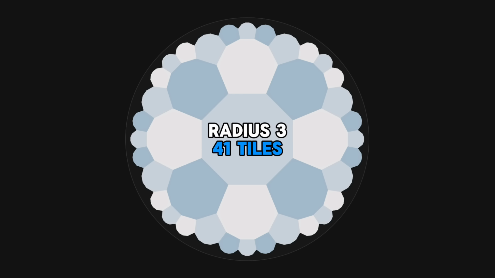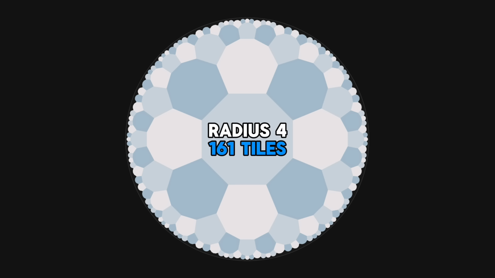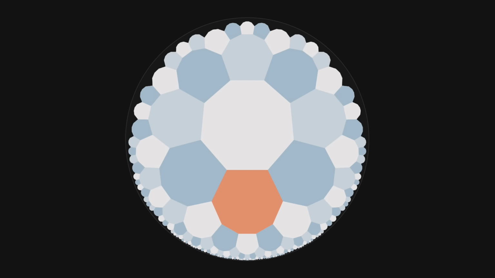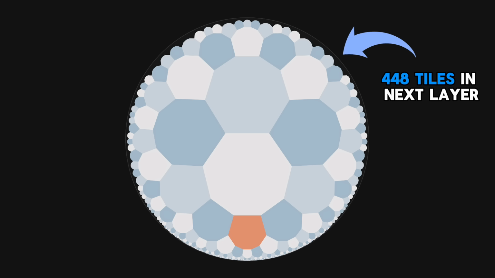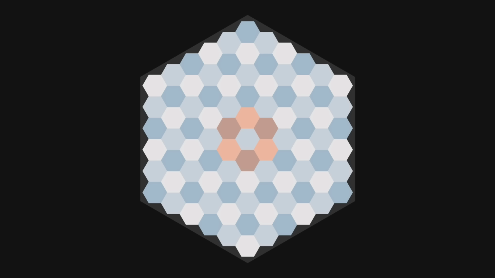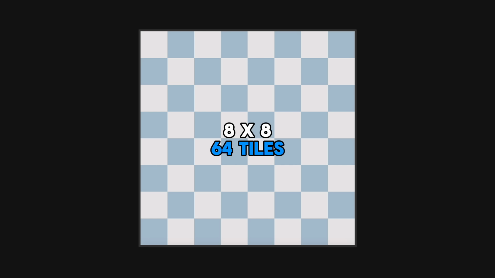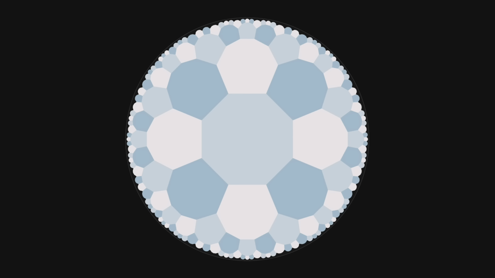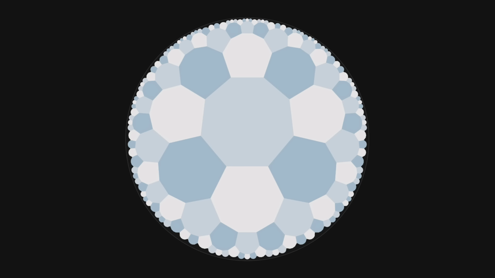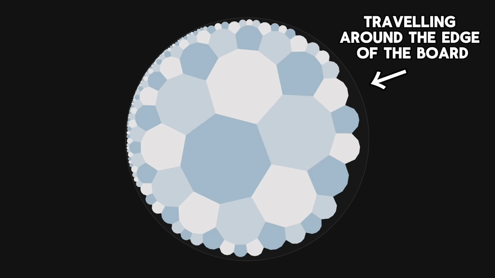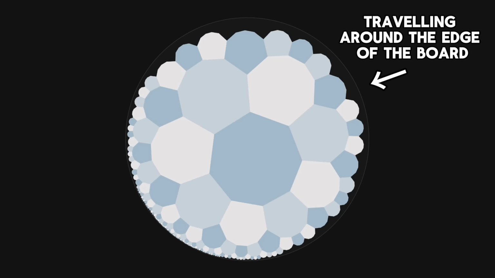The octagonal board grows very fast. We already have 161 tiles here, and there would be an additional 448 tiles in just the next layer. For reference, this 6 radius hex board has 91 tiles total, and the classic chessboard of course has 64. So our hyperbolic board is a little strange in that it has a ton of tiles, but isn't very wide. This is reflecting how hyperbolic space works, where the circumference of a circle grows extremely fast as we increase the radius.